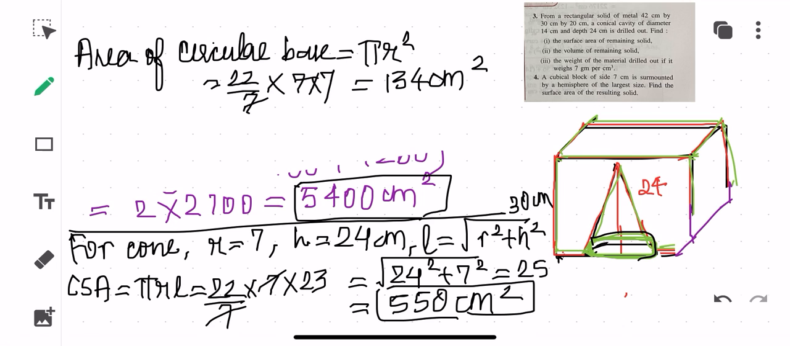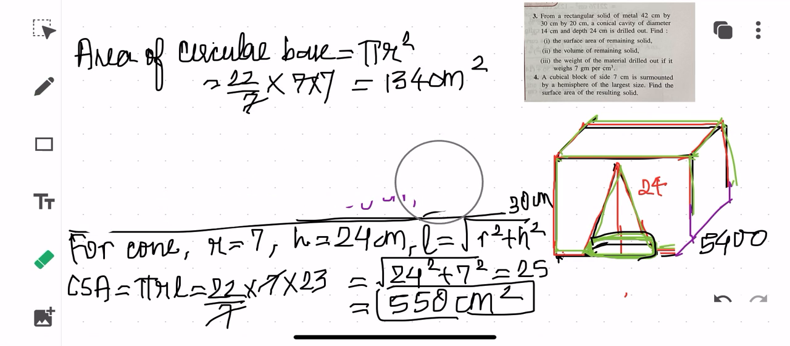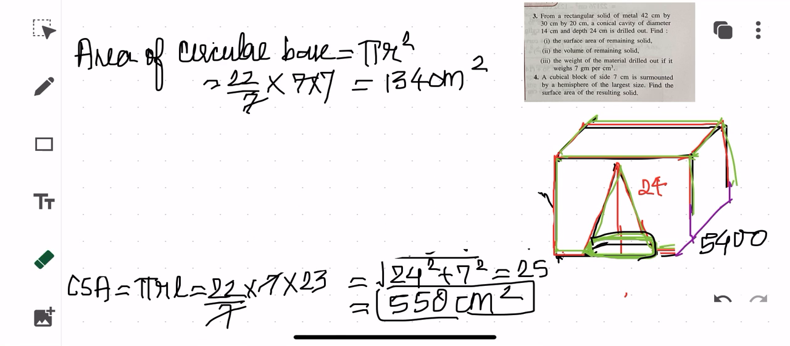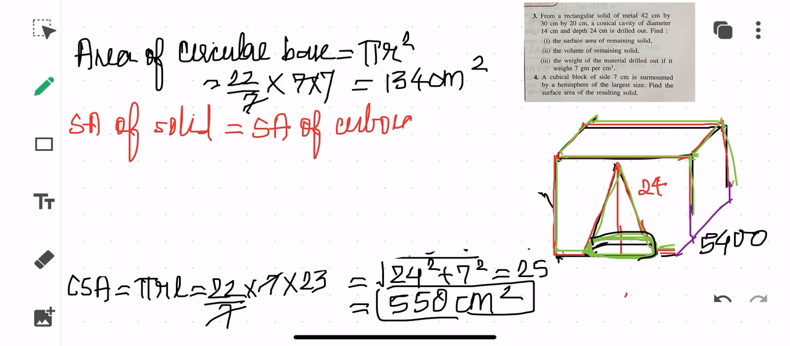Okay, so here we have 5400, so I'll be writing down 5400 here so that I remember. I'll be erasing the rest of the part, and now I'll be finding out the TSA. This is a lengthier question, children, so I'll be writing down: surface area of solid is equal to surface area of cuboid plus surface area of cone minus surface area of circular base.